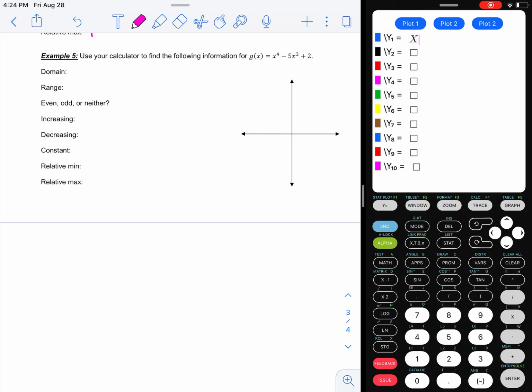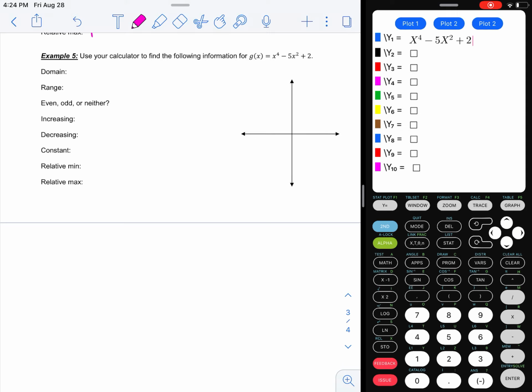Now I need to the fourth power. So I need the caret button. The caret button is located directly above the division button. Fourth power. Make sure you hit the arrow to get out of your exponent. Minus 5x squared. Get out of the exponent, plus 2.